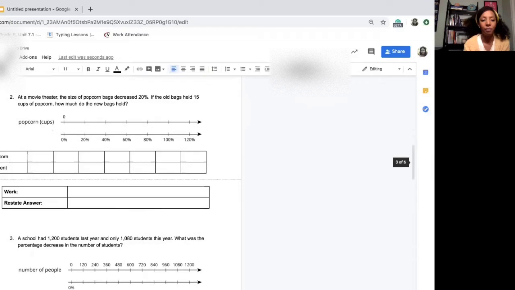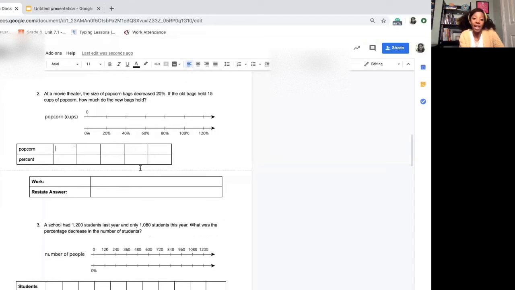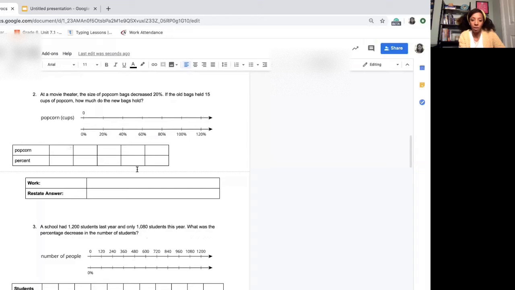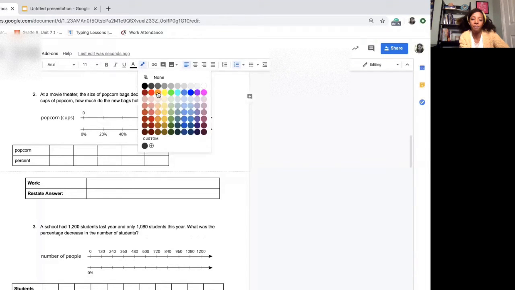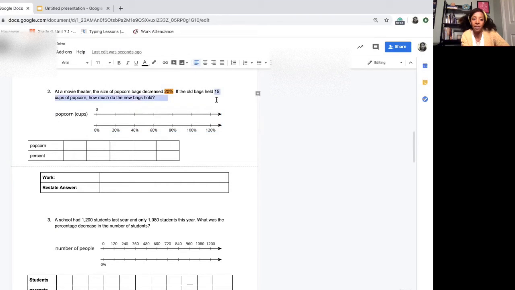18 gallons of gas. Number 2 says, at a movie theater, the size of popcorn bags decreased 20%. If the old bags held 15 cups of popcorn, how much do the new bags hold? So the first thing we're going to do is highlight our quantities. My first quantity is 20%. My next quantity is 15 cups. And now I'm going to underline what the problem is asking. How much do the new bags hold?